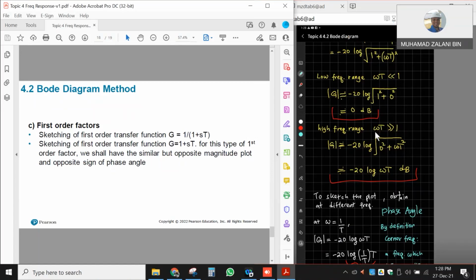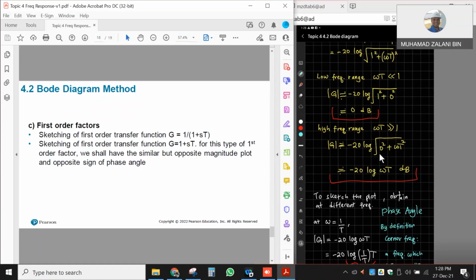For the high frequency range, omega t is greater than 1. Let's say omega t is a very large number. Then in this square root, this term becomes 0 and this term is large enough that we cannot neglect it, so we keep it as omega t squared. So we solve this, and we get negative 20 log omega t for the high frequency range.